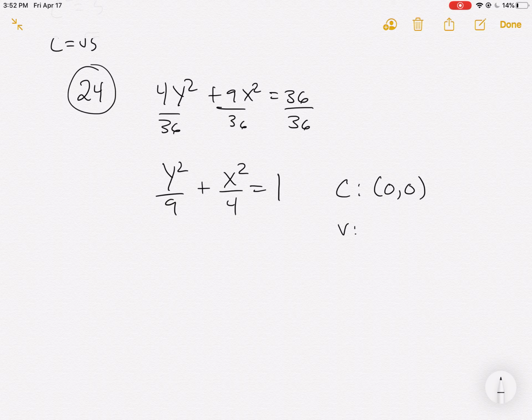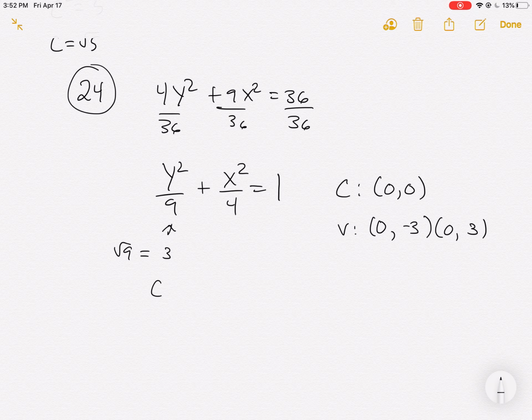Vertices. Well, there's 2 of them, and everything's happening to the y, so the x is going to stay the same. And so one of them would be, well, this is the bigger value. 3 needs to be added to the y, or let me better state that, the square root of 9. So we have 0, negative 3, and 0, 3. And so we're going to add and subtract that from the y coordinate of the center point.